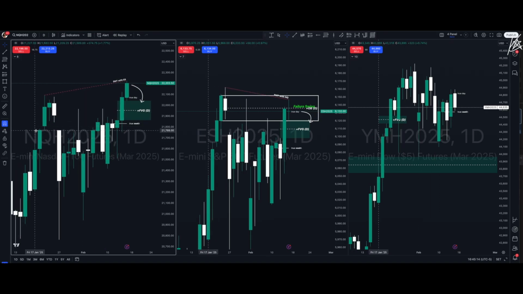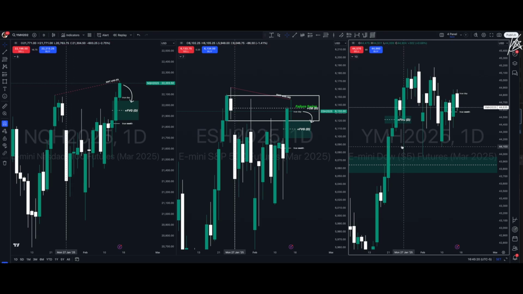SMT is when you have two correlated assets, so that's NQ, ES, and YM is also a correlated asset. I got some things on the chart I was actually explaining to my youngest. I have a 13-year-old who is currently trying to learn PD arrays. So I'm teaching him the different PD arrays so he can understand them as well.